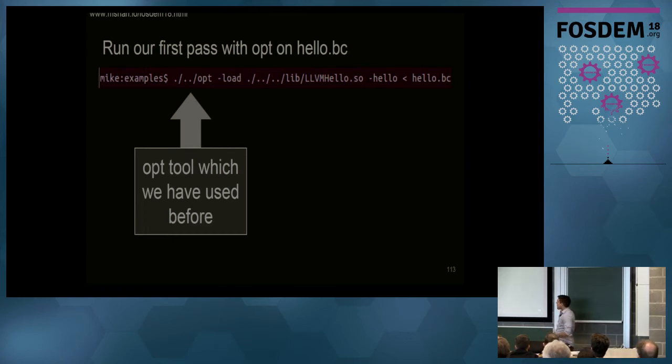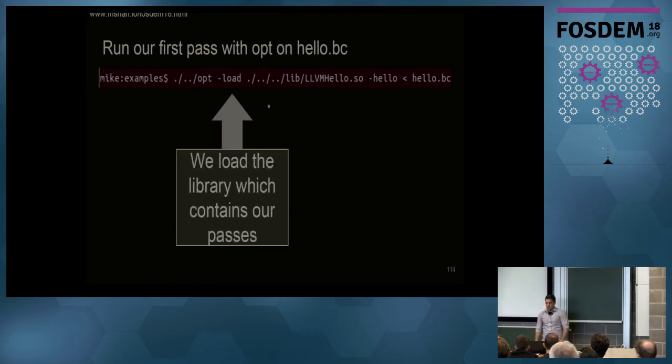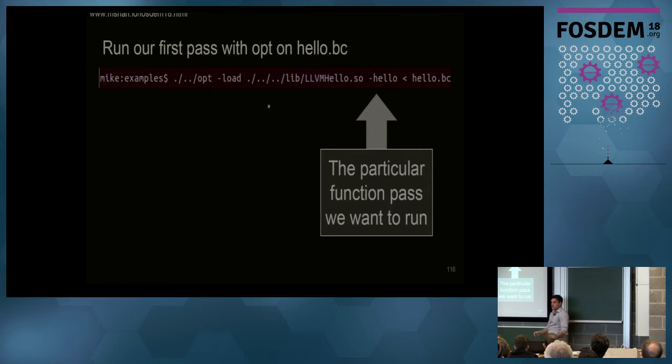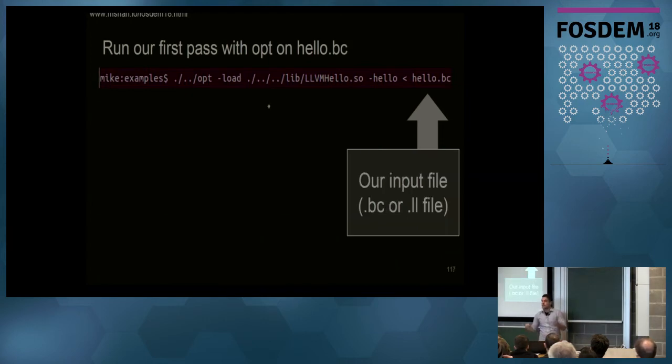So when we want to run our first pass, again, we're doing this with the opt tool. We've treated this sort of as an optimization. So we're starting with opt. We choose which library we want to load, so sort of which plugin, I guess. It's the LLVMHello library. And within it, we can have multiple passes. So we have one that's just hello. And then the optimizer runs on bitcode. So our input's the hello.bc file.